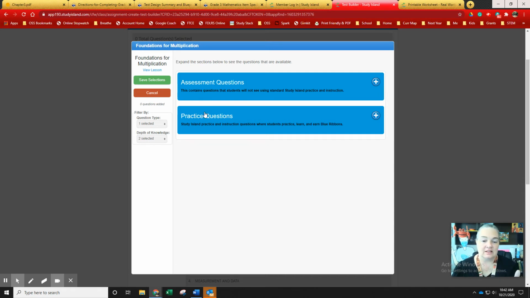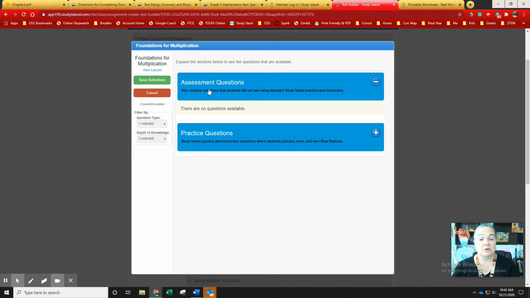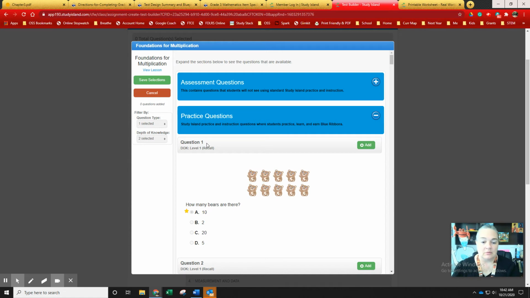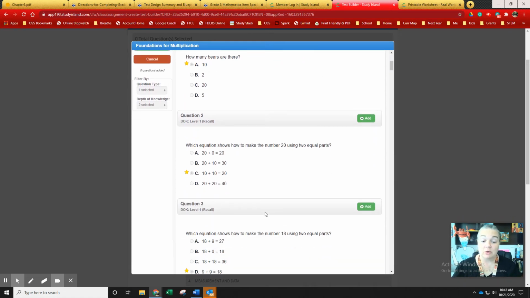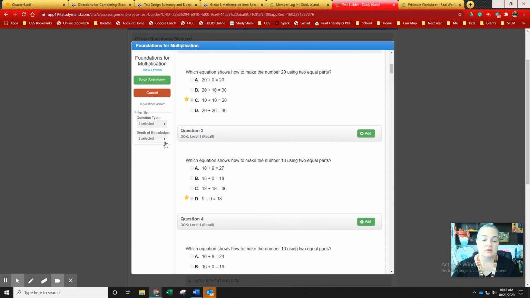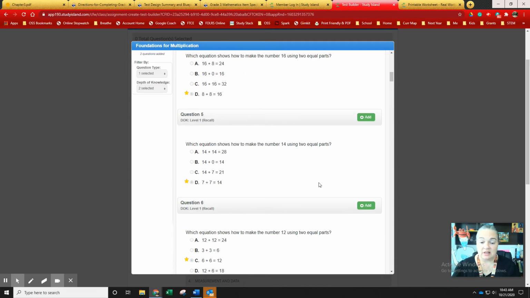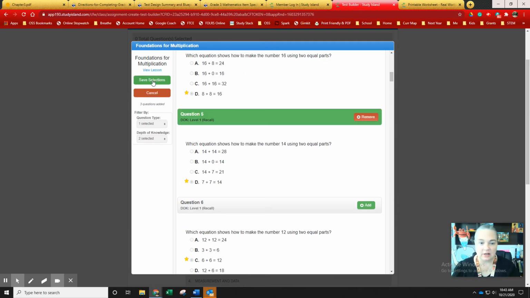And so for this, these are practice questions that they may have seen, but if they've never used Study Island, they're not going to see them. But these are the questions. Oh, it doesn't have any. So here are some: how many bears are there? Which equation would this go with? So you can choose your depth of knowledge. You can choose your question types. You can add these questions to the test or worksheet.